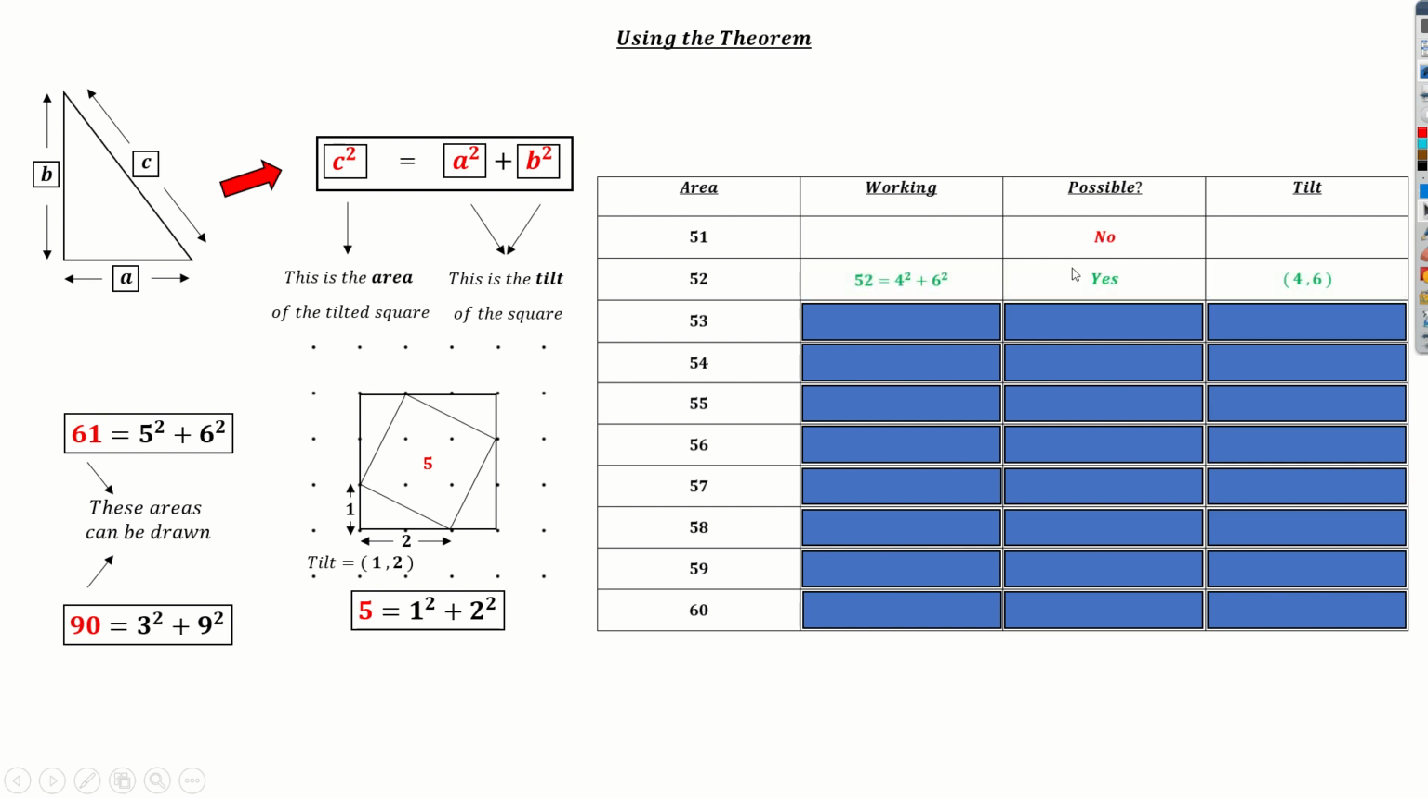52 though is possible because it's 4 squared, which is 16, and it's 6 squared, which is 36. If you add them, you get 52. Sorry, 6 squared is 36, isn't it? Let's get that right. 16 and 36 is 52, so that's possible. And what's the tilt? 4 and 6 for that one. So let's do the other ones of these, please.